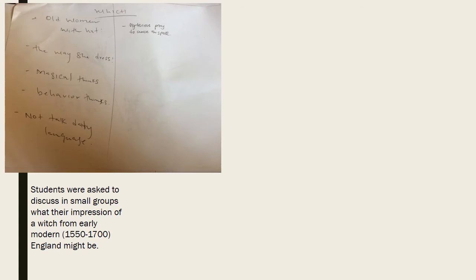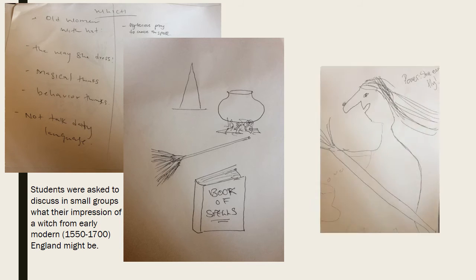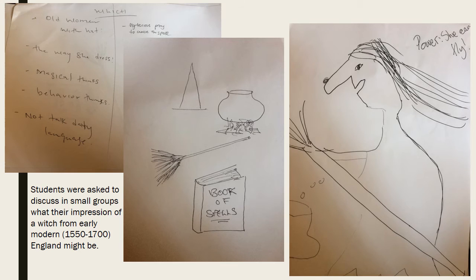The first group gave me a list of attributes. The second group were a bit more pictorial, so they gave me, I guess, more symbolic ideas of what constituted a witch. And the third group, I confess, gave me my favourite response, and they did win a chocolate gift because I am not above using edible incentives when I'm teaching. They presented me with a drawing of a witch with a big wart on her nose, riding on a broomstick, with the caption, "Power, she can fly," which I thought was quite funny.